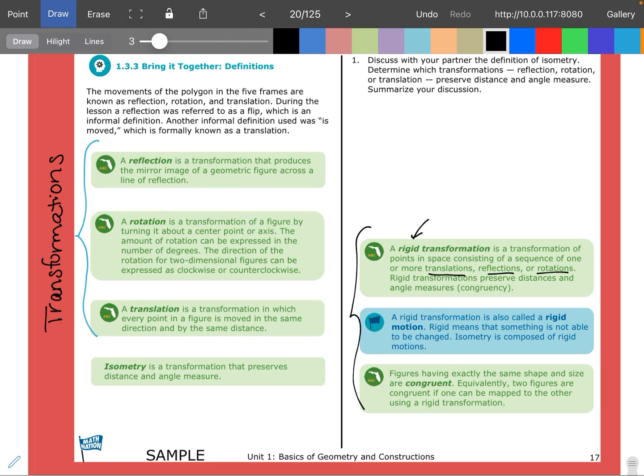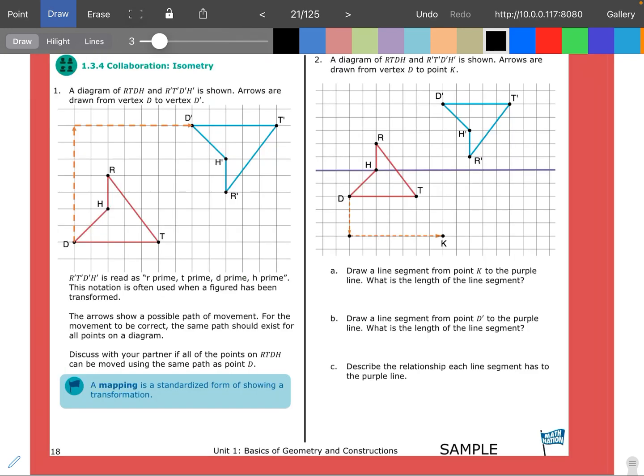So when you're bored, go back and read some of these vocabulary terms again. Okay, so we've got a collaboration that we did in class, and I'm going to walk you through it. It says we have a diagram, a polygon RTDH, R prime, T prime, D prime, and H prime. That's how we read the result when those little apostrophe looking things are there. The arrows that they have here highlighted in this orange color are showing a possible path of a transformation.